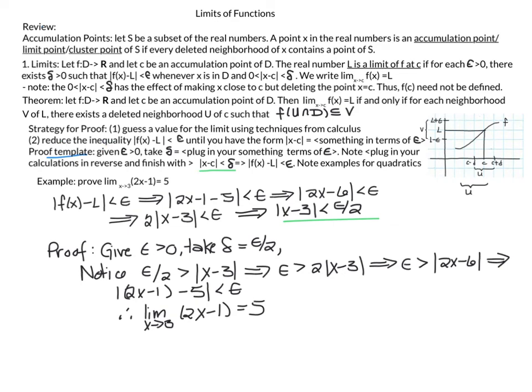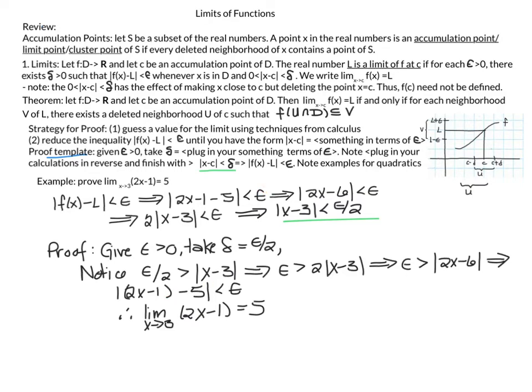So given epsilon greater than 0, take delta, and I plug in what I solved for, my something in terms of epsilon. So that's epsilon over 2. And then I'm going to note that epsilon over 2 is greater than, and I'm going to start these calculations backwards, |x minus 3|, which implies that epsilon is greater than 2 times |x minus 3|, which implies that epsilon is greater than |2x minus 6|, which implies that epsilon is greater than |2x minus 1 minus 5|.